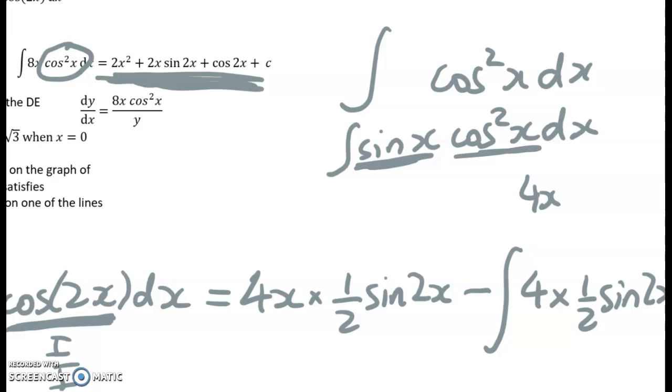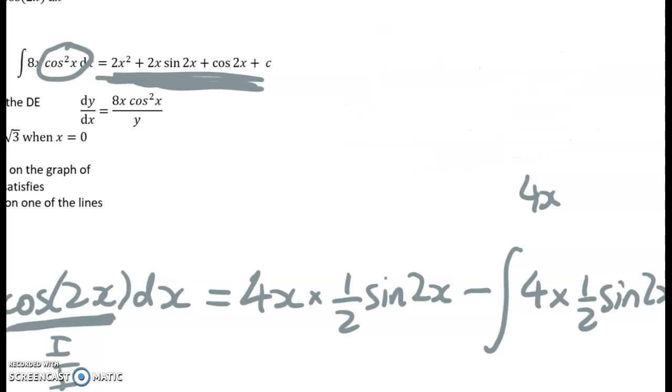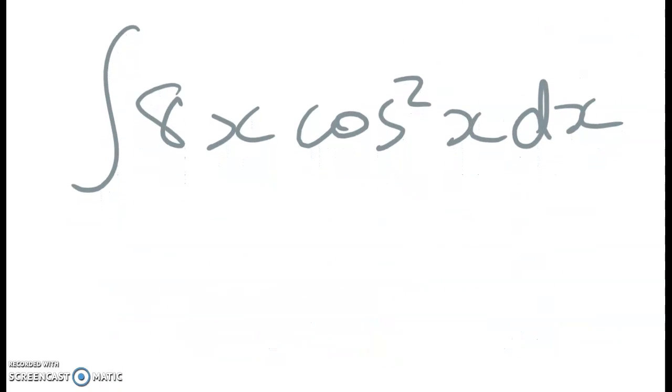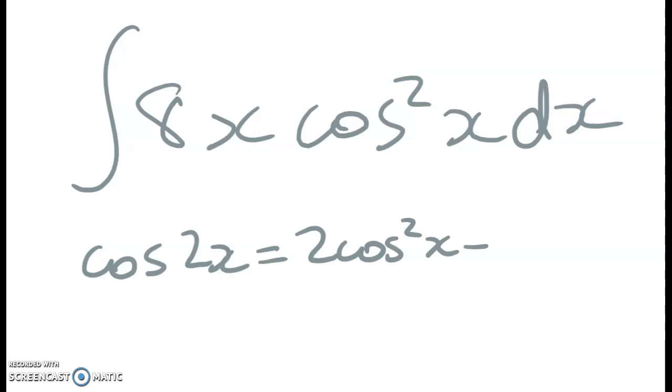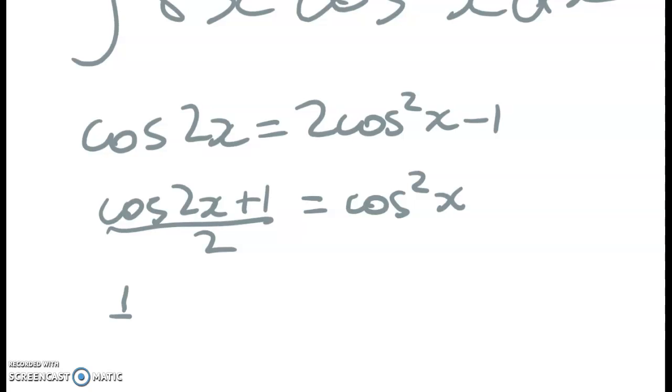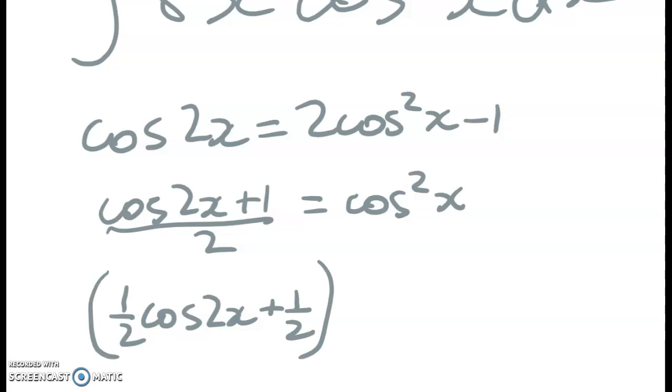Because it would be a chain rule, so it would be something with a cos cubed of x, but it's not. So we're going to use the double angle identity, and we're going to change the cos squared x into something to do with cos of 2x. So cos of 2x is equal to 2 cos squared x minus 1. That gives me cos of 2x plus 1 divided by 2 is equal to cos squared x. So that's 1/2 cos of 2x plus 1/2.